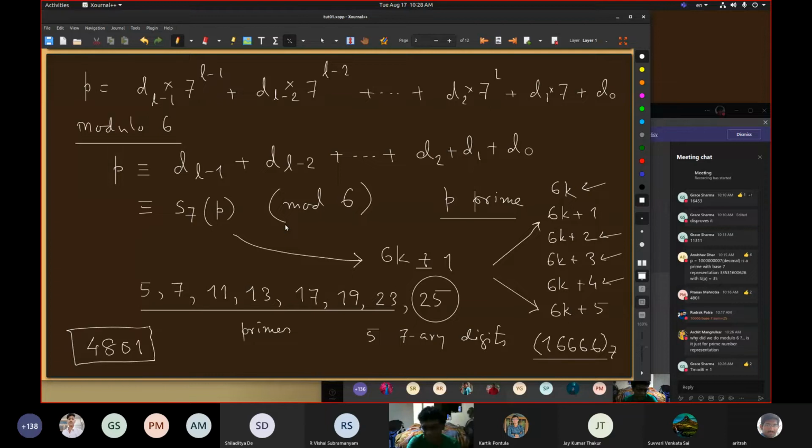Are you dissatisfied or satisfied with this answer? Let us see. We're not dissatisfied, but I think, sir, if we are encountering more of this kind of problems, then perhaps it will be easy for us to use our intuition to guess which numbers we should use for proving such. Okay. Intuition will only grow by practice.